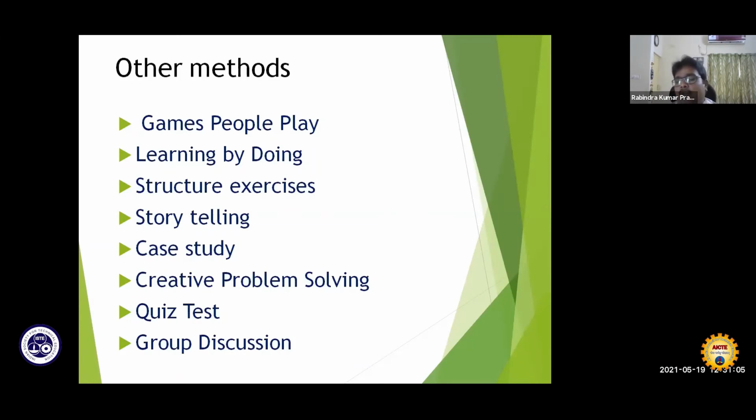So the teacher is not just there to deliver teaching. The teacher acts as a mentor, a facilitator, a guide, a supervisor. So there are many roles being played in the classroom just to make classroom learning interesting, impactful, and meaningful. Another method we talk about is creative problem solving.